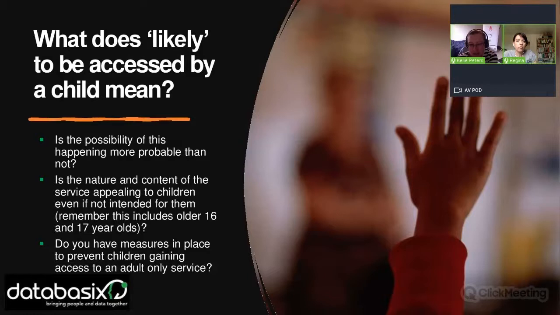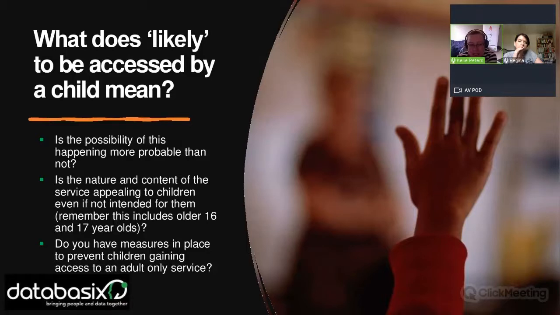Which links nicely on to the next slide, because I think that's going to be a common question: what does likely to be accessed by a child actually mean? So these are some of the questions that you can take away and think about amongst your teams. For example, is the possibility of this happening more probable than not? So is it possible that an under 18-year-old is likely to access your website or your information service or your app? Is the nature and the content of the service appealing to children, even if it's not intended, like Regina said, even if your intention is not to target children, but it could be appealing?